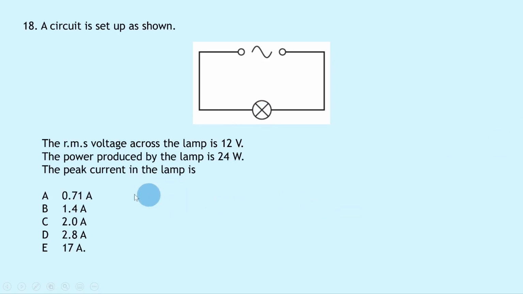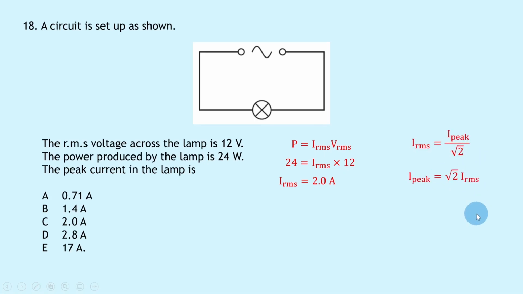Well, here in order to find the peak current, I firstly need to find the RMS current using some of the values that were given here. So we need to use a power equation given the RMS values here, and then we can use that in the equation relating peak and RMS current. So let's use the equation relating power, voltage and current. We have P equals IV, or P equals I_RMS times V_RMS, just to remind myself that I'm using the RMS values here. So let's sub in our values. We get 24 watts equals I_RMS times 12, and we can then divide both sides by 12 to get I_RMS equals 2.0 amps. So we have I_RMS equals I_peak over root 2. Rearranging for I_peak, I get I_peak equals root 2 times I_RMS.